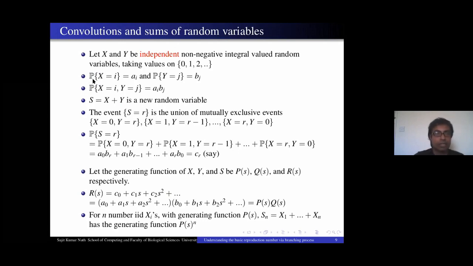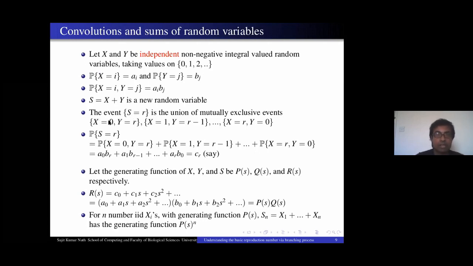So let's say x and y are independent, and the probability of getting x equal to i is ai, and the same for y equal to j is bj. And if x and y are independent, their joint probability, that is getting x equal to i and y equal to j both together, is ai into bj. Now let us define a random variable s which is the sum of these two random variables, x plus y.